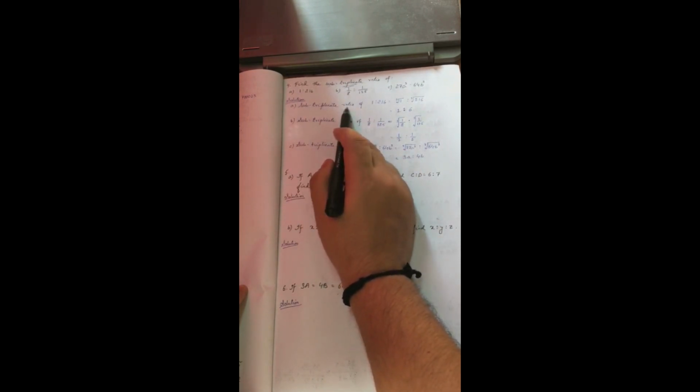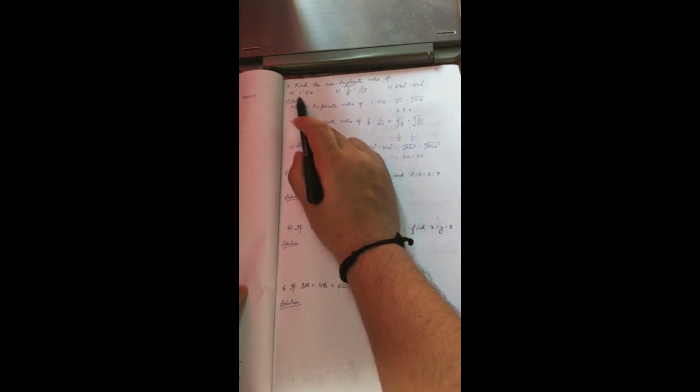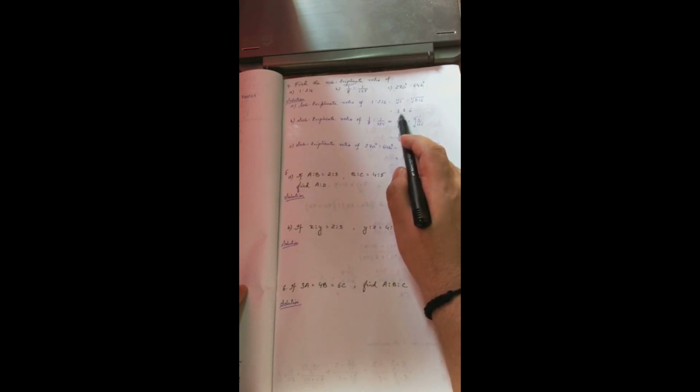So subtriplicate ratio of 1:216 will be cube root of 1 and cube root of 216. Cube root of 1 will be 1, and cube root of 216 is 6. Okay, we all know how to find the cube root of 216. So 2, 108, 2, 54, 2, 27, 3, 9, 3, 3, 3, 1. For every 3 numbers we will take 1 out. So 2, and here there are three 3s, so we'll take 3. So 2 into 3, 6. So cube root of 216 is 6.